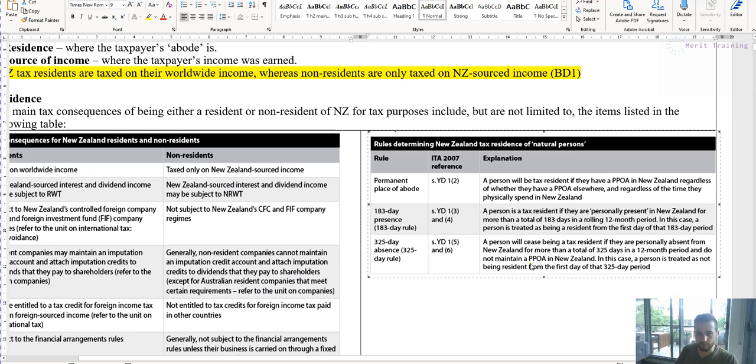And do not maintain a PPOA. Oops, sorry, reading the wrong one. In this case, a person is still treated as being a resident from the first day of that 183 period.